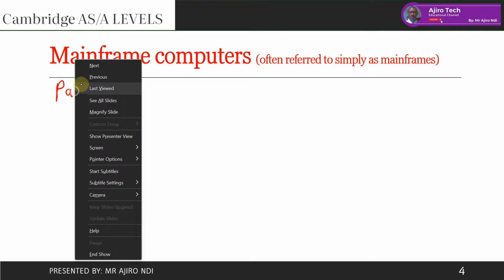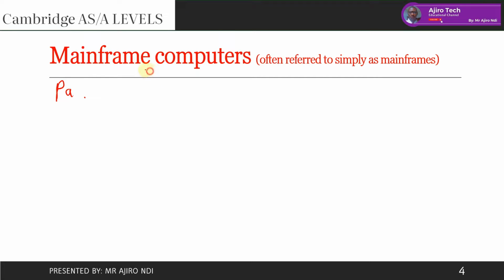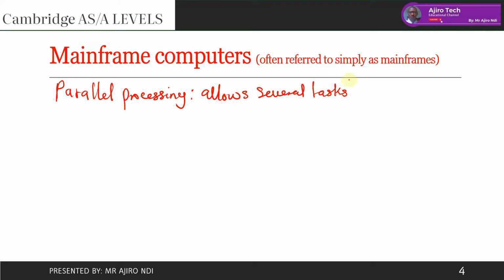The parallel processing. I told you today I'm going to teach you. Okay, so let's talk about parallel processing. This simply means that it allows several tasks to be carried out simultaneously.